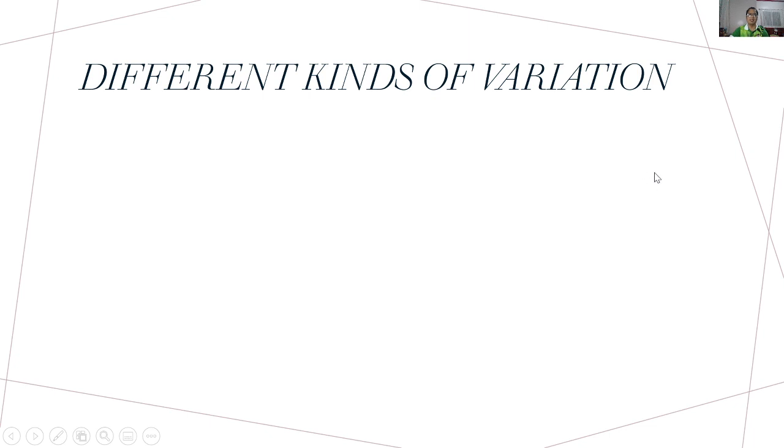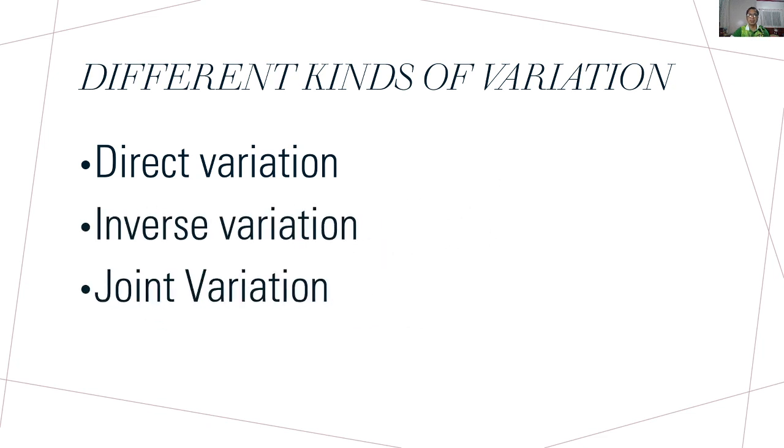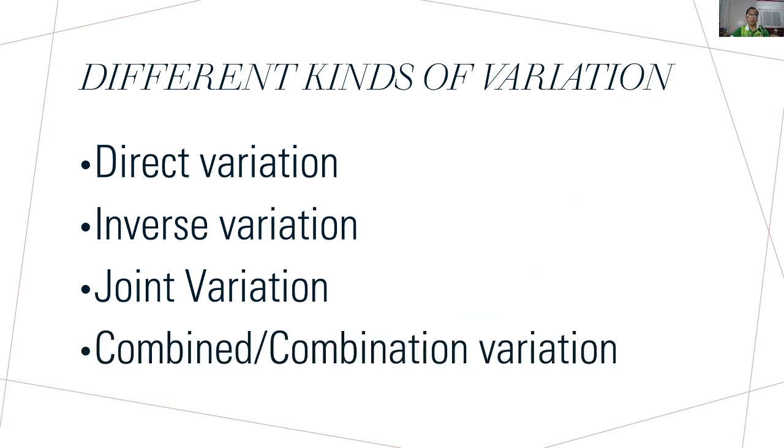So, we have here now different kinds of variation. What are those different kinds of variation? The first one is the direct variation. And each of these kinds will be discussed deeply as we move along with our discussion. The second one will be the inverse variation. The third one will be the joint variation. And the last one will be the combined, or some of the teachers also call this one the combination variation. So we have here now basically 4 types: direct, inverse, joint, and combined variation.